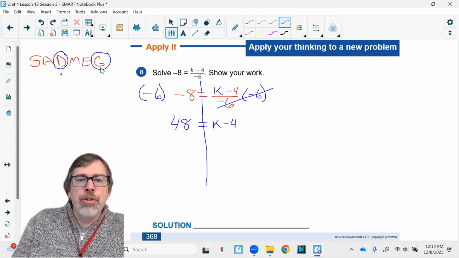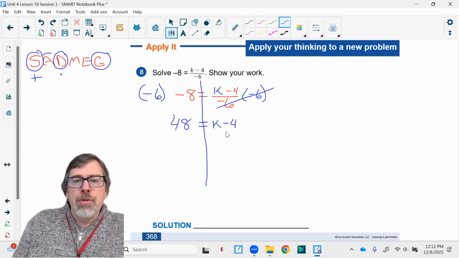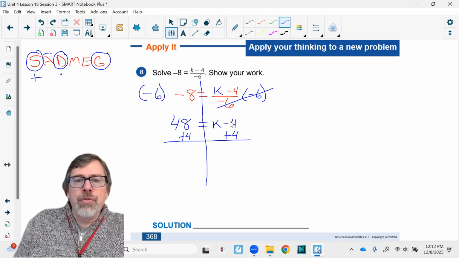Finally, K is now by itself in the group, and now I have subtraction, not addition, so I'm going to add. So now I add 4 to both sides. Okay, and K minus 4 plus 4, these are a 0 pair, leaving me with K equals 48 plus 4 is 52. So the answer is K equals 52.